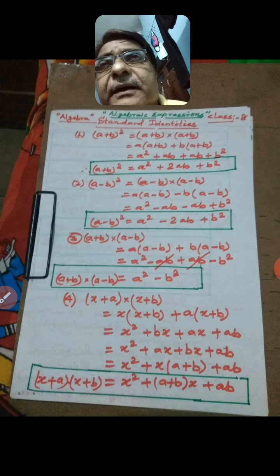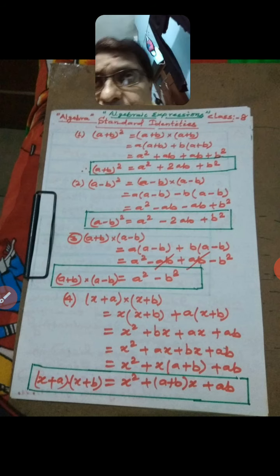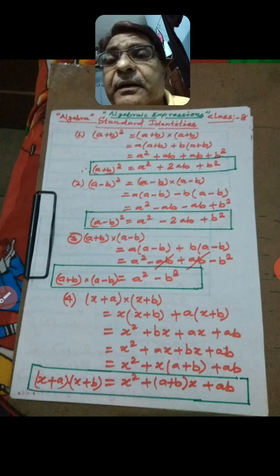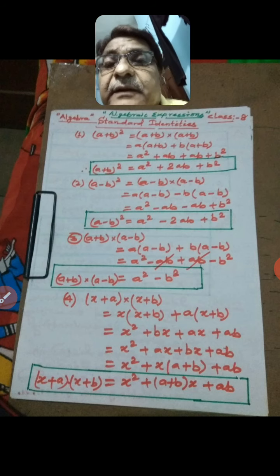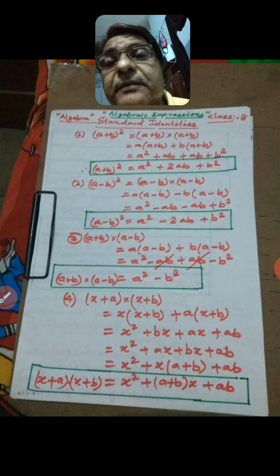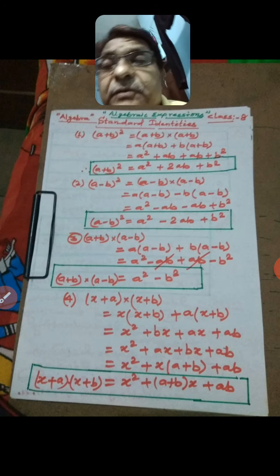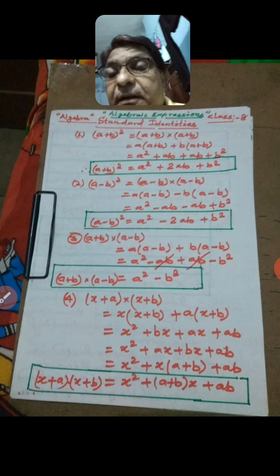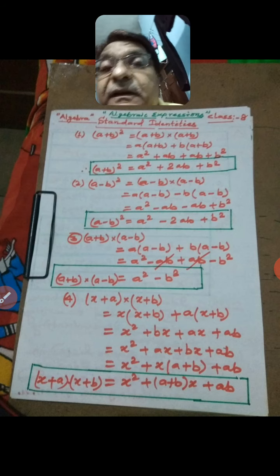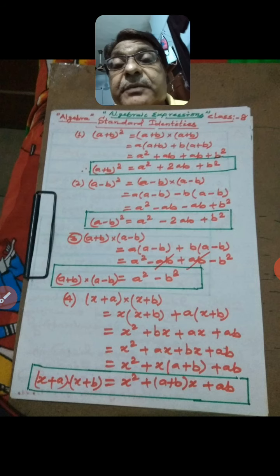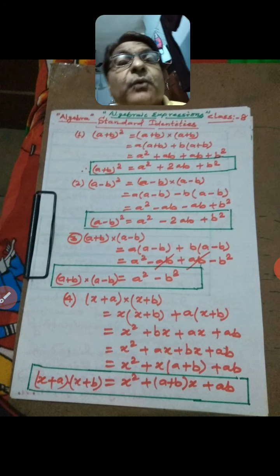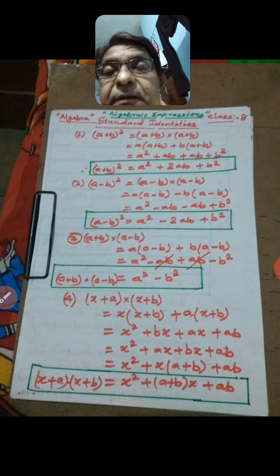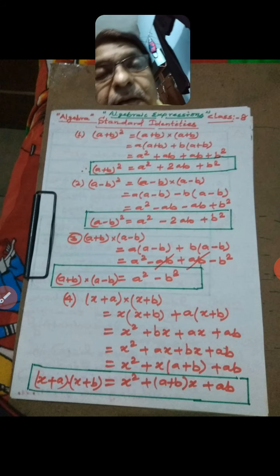these four identities. You see, the first two are very similar, a plus b whole square and a minus b whole square. The difference, I told you many times, is plus 2ab and minus 2ab. Now in the third identity, when binomials with opposite signs are multiplied, a plus b with a minus b, there are no three terms, there are only two terms in the result, a square minus b square.